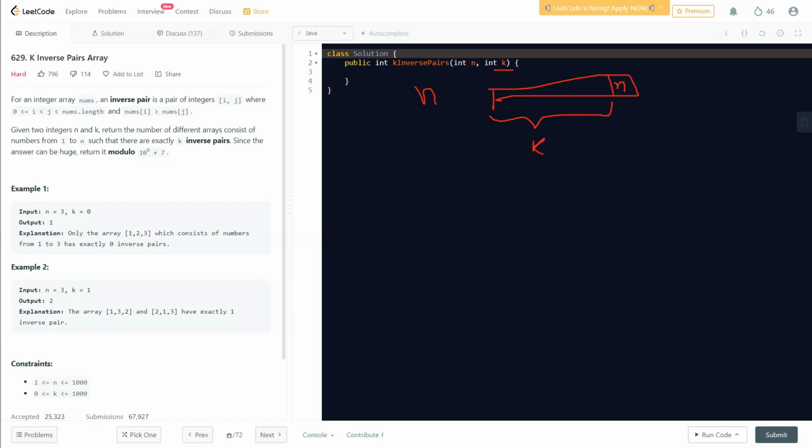So if we say there's a t of n, k, and we're placing n at the last, that means we know for sure that all the values should be coming from the n minus 1 values, right? If you have placed n at the last, then from the n minus 1 values our k inverse pairs will be coming. That's what we need to do. So let's not formulate it as a formula. Let's understand this further, what can we do?